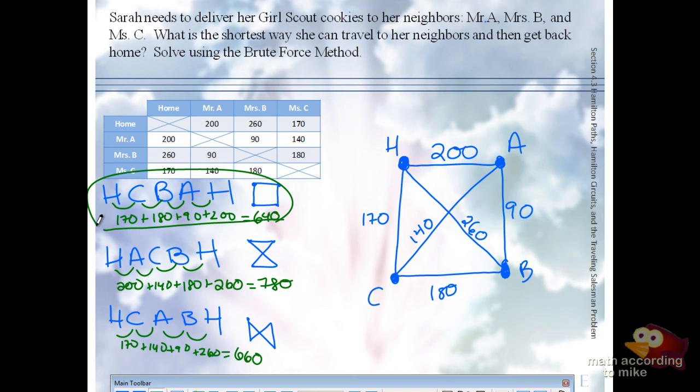Unfortunately, 4 vertices isn't so bad because we have to make 3 lists. But 5 vertices, we would need to make 12. On your test, you'll have 8 vertices. Good luck.